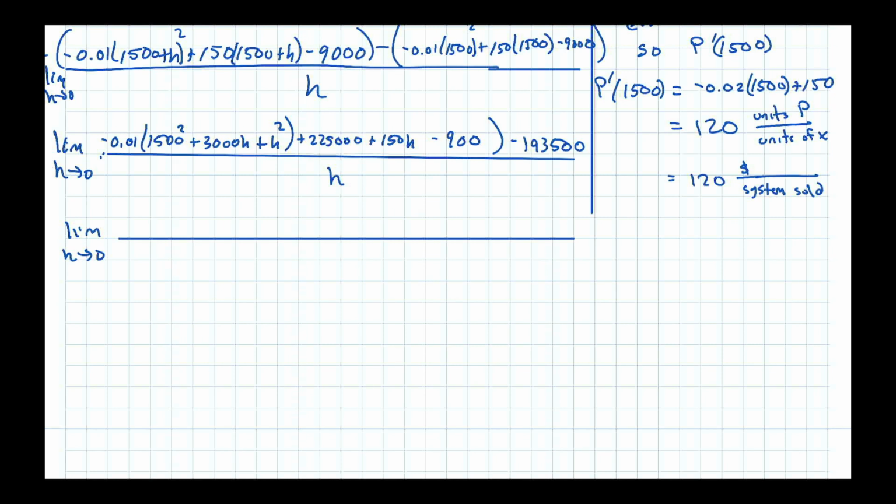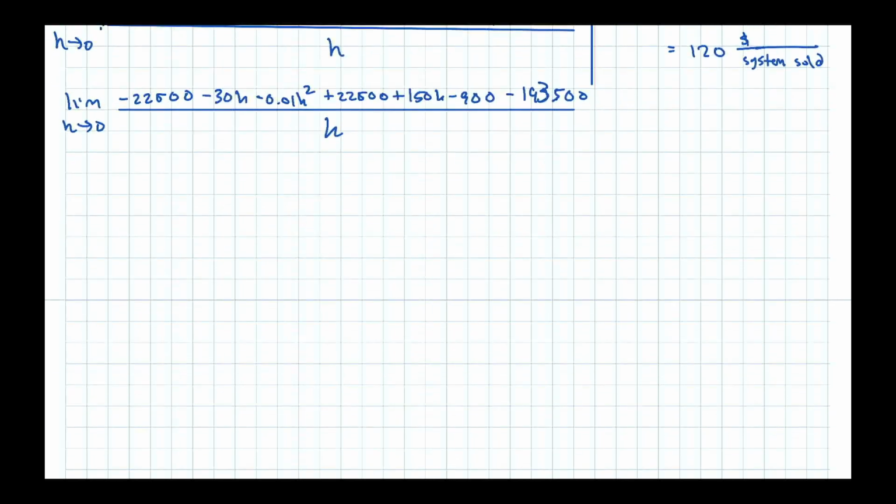1500 squared times negative 0.01, when I multiply these two together, I get negative 22500. And then I've got 3000H times negative 0.01. So 3000 times 0.01 is 30, so I get negative 30H. And 0.01 times H squared is negative 0.01H squared. Then here, I'm just going to rewrite this. I have plus 22500 plus 150H minus 900. And then I have minus the 193500, over H.